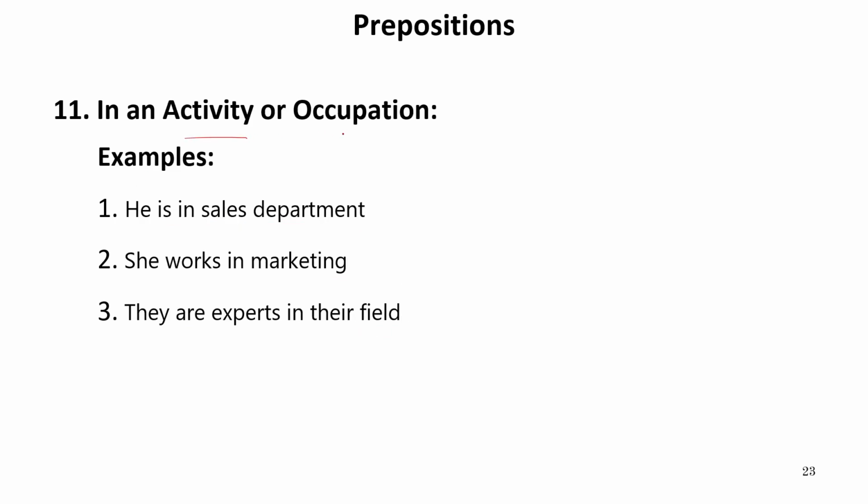In an activity or occupation. For example, he is in sales department. She works in marketing. They are experts in their field. So here we are talking about the occupations of people. So we can use the preposition in.